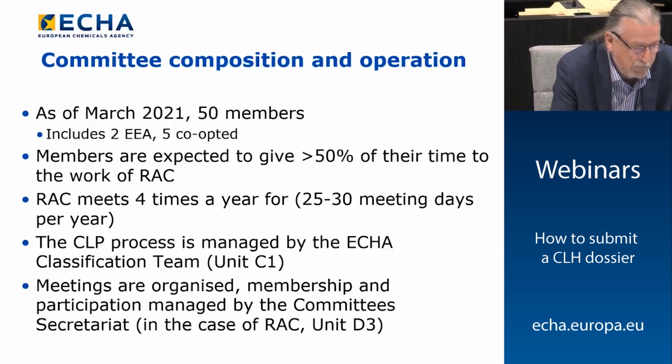We meet 4 times a year, so once a quarter, and total meeting time 25, 30 meeting days a year, which is quite a lot for any committee. As you're probably aware, the CLP process is managed by the ECHA classification team, my colleagues around me here, Unit C1, but the meetings and membership participation are organized by the committee secretariat. In the case of RAC, that's Unit D3, if you ever have to find us.